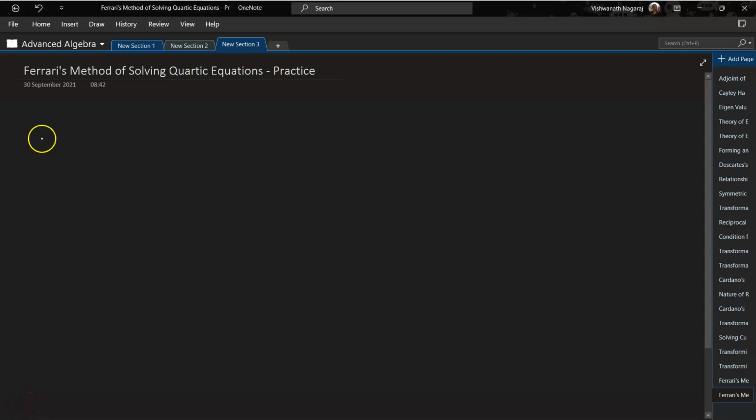Let's solve some problems. Let's say x⁴ − 4x³ + 3x² + 4x − 4 = 0.